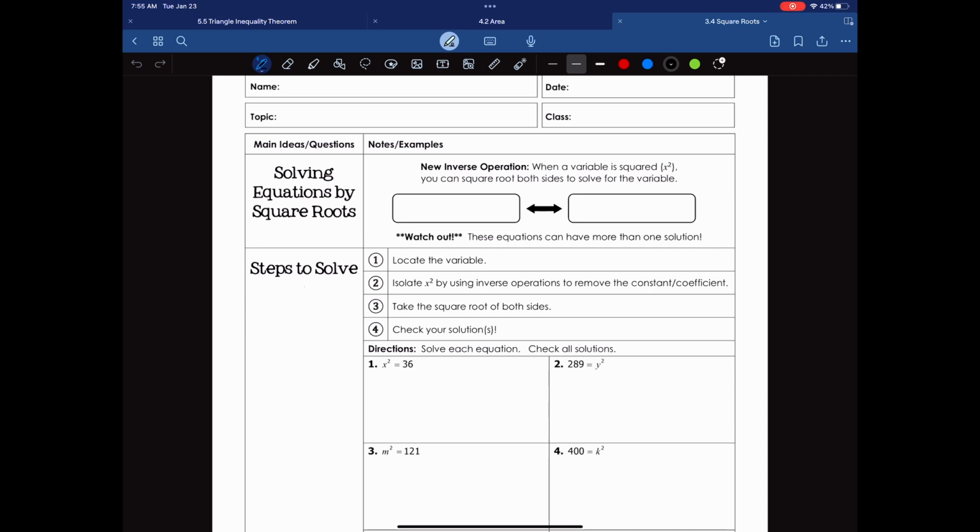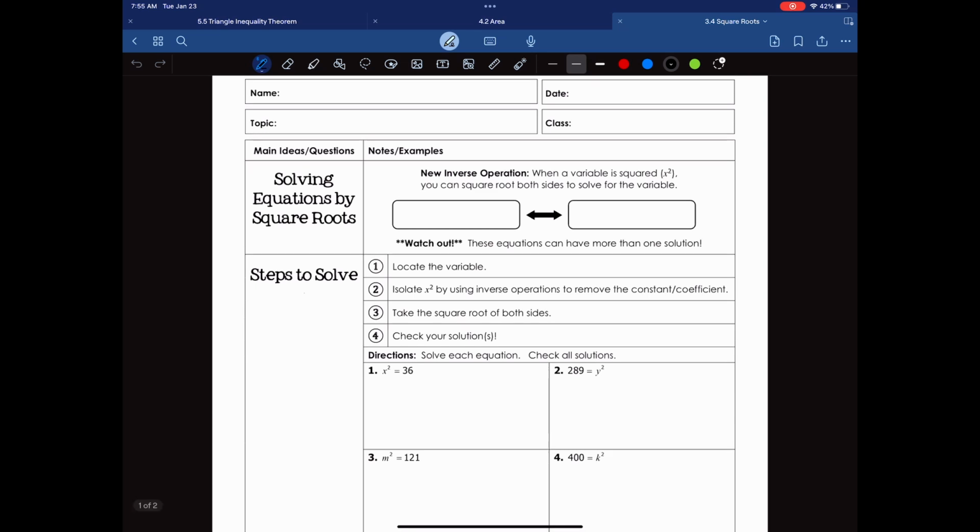So we are going to be solving equations by square roots, and that means we're going to be solving equations that have squares in them, like x squared, m squared, y squared. If you have x squared equals some number a, then you can solve it by taking the square root, right? Remember, at the end of the day, our entire goal is to solve for x. So if we want x, we have to take the square root of a.